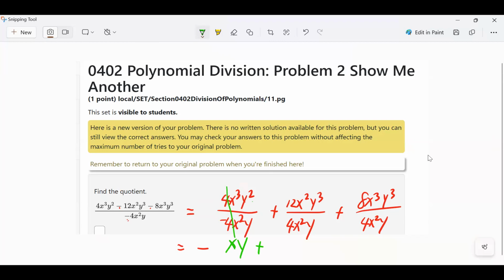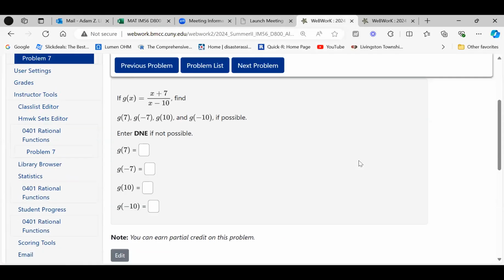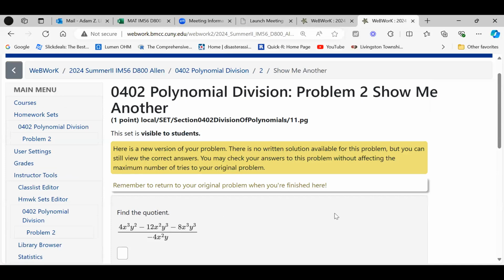Second term, we get 12 divided by 4, we get 3. X squared over x squared is cancelled. Y cubed over y is y squared. So we get plus 3y squared. Third term, 8 divided by 4 is 2. X cubed by x squared is x, so 2x. Y cubed by y squared. So this is our answer. Any question about this? Okay, then let's go back and continue.